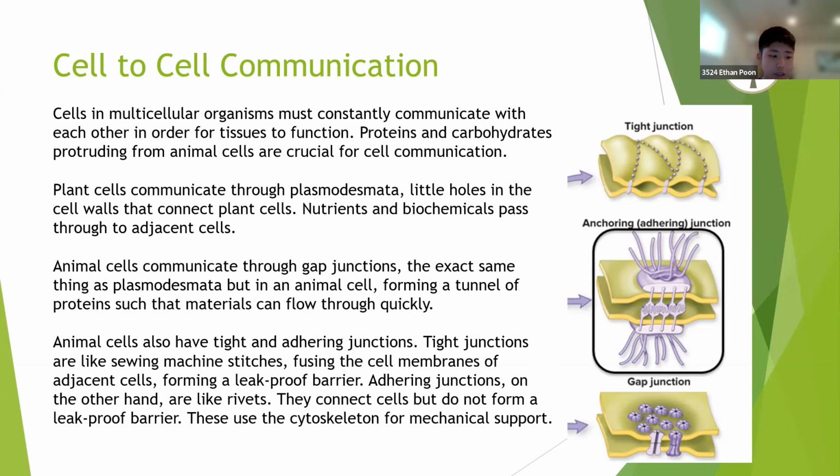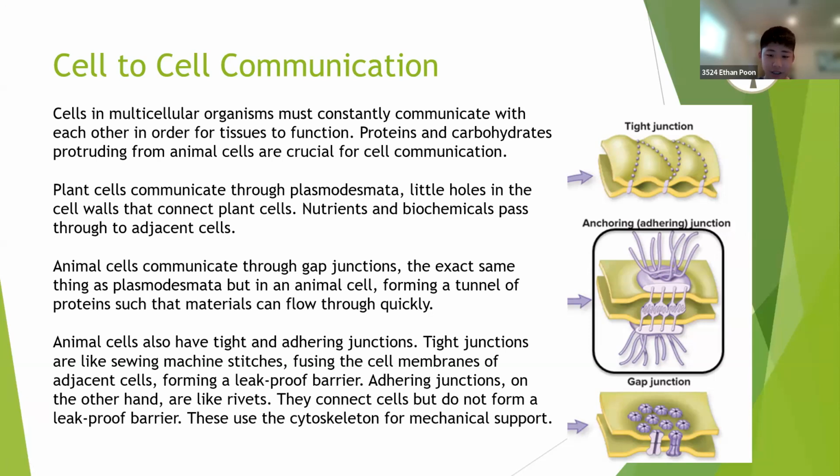Right, animal cells also have tight and adhering junctions, and tight junctions are like sewing machine stitches, if you've ever seen those before. It fuses the cell membranes of adjacent cells and forms a leak-proof barrier. This is used for the small intestines, which inside has very acidic stuff that digests food. And you do not want that leaking into your other body parts, or else you will die.